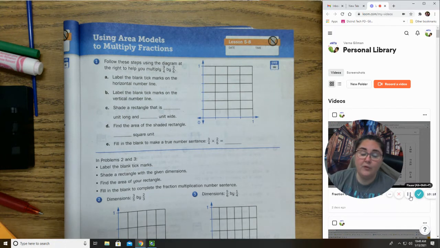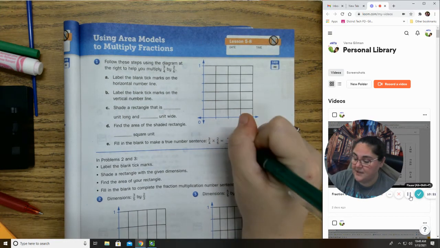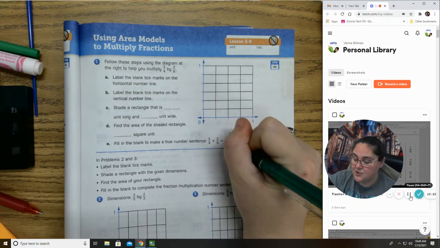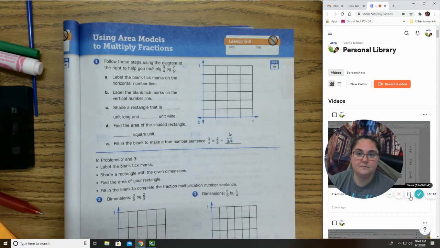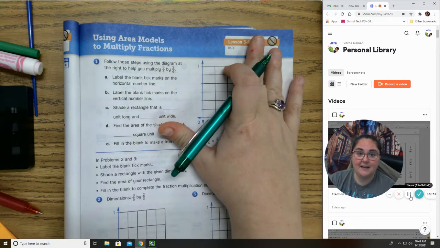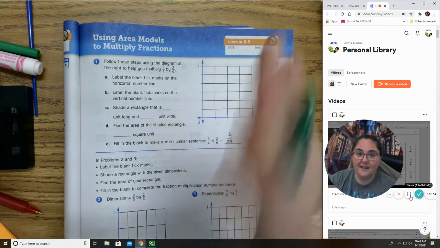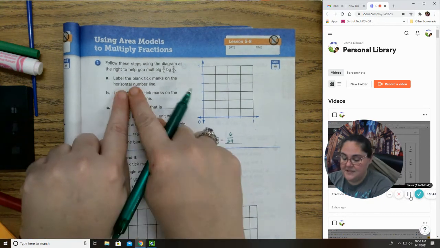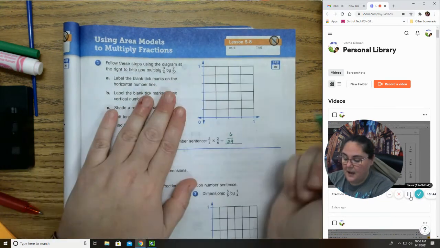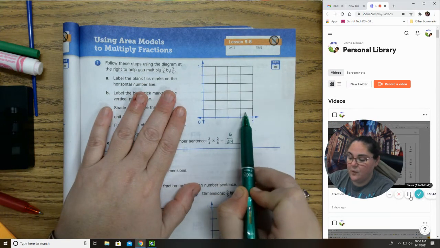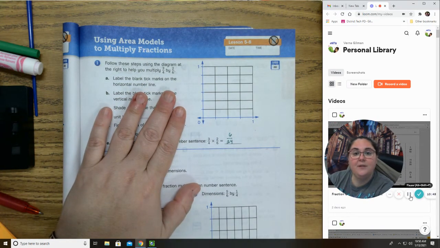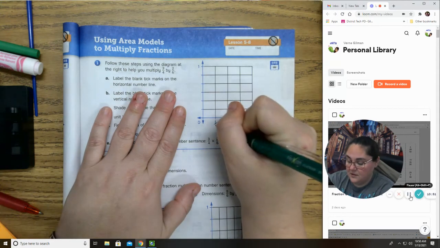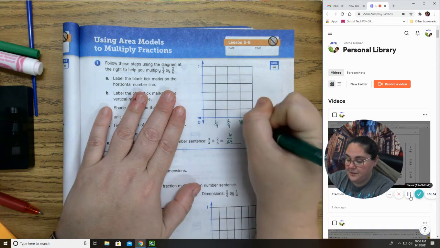I know you can find that answer right now. We can figure that answer out quickly. 3 times 2 is 6. 4 times 6 is 24. Done. But you have to know the steps, and you have to know what it looks like. Okay? Again, this is something that will be on your test. So the first thing that I'm going to do is label the blank tick marks on the horizontal number line. All right, so we have 1, 2, 3, 4 sections. So labeling my tick marks, I will go 1/4, 2/4, 3/4.